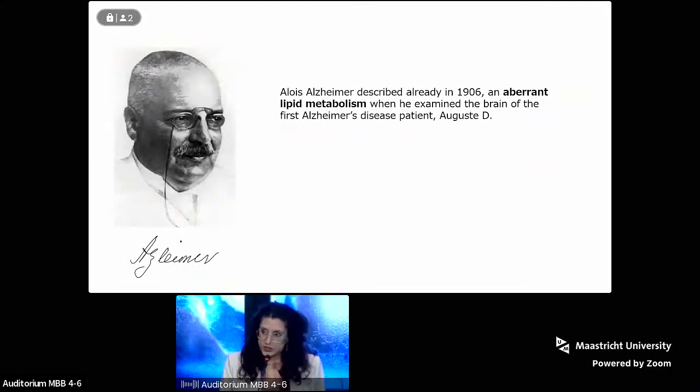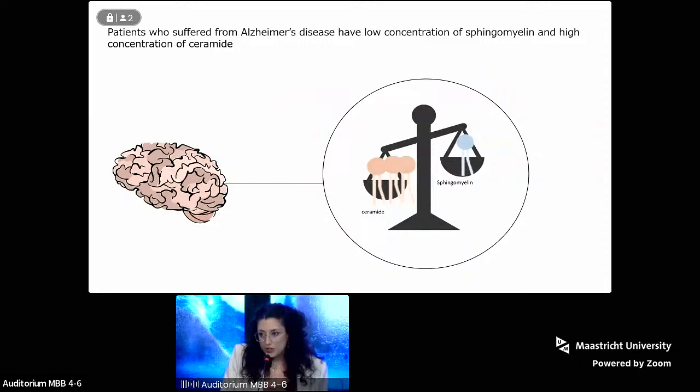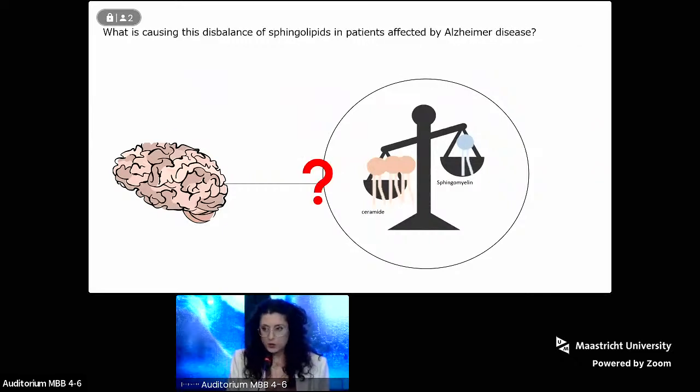The first person that described the pathology of Alzheimer's disease was the German doctor Alois Alzheimer, who described already in 1906 an aberrant lipid metabolism when he examined the brain of the first Alzheimer's disease patient, August D. Since then, many scientists have tried to understand the relation between lipid metabolism and the pathology of Alzheimer's disease. And now, after many researches, we know that patients who suffer from Alzheimer's disease have low concentration of sphingomyelin and high concentration of ceramide in the brain, meaning that there is a disbalance in the concentration of sphingolipids in the brain of people suffering from Alzheimer's disease. But the question is, what is causing this disbalance of sphingolipids in patients of Alzheimer's disease?